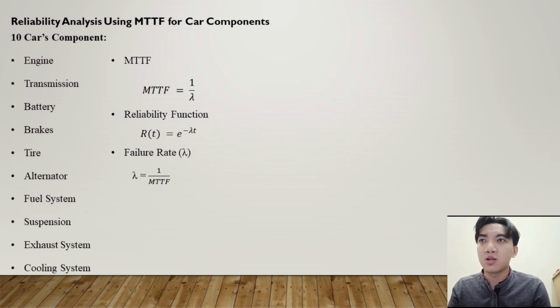Assalamualaikum warahmatullahi wabarakatuh. Today I would like to present to you about reliability analysis using MTTF for car components. There are 10 car components altogether: engine, transmission, battery, brakes, tire, alternator, fuel system, suspension, exhaust system, and cooling system. To calculate the reliability, we should have the reliability function and MTTF. For the reliability function, R(t) equals exponent to the power of negative lambda t. To calculate the MTTF, we equal it to 1 over the failure rate.